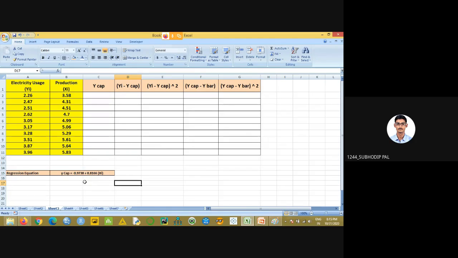Now I have to find the y cap value for a particular xi value. I know the xi value is 3.58. Now my equation will be y equal to minus 0.9738 plus 0.8166 into this value. This is what my y cap is for this particular xi.